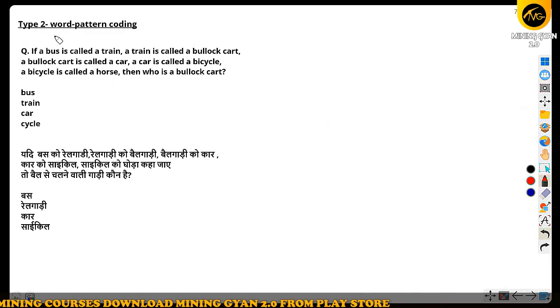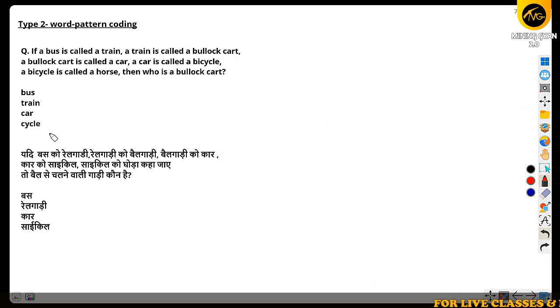Okay, the second type of question is the word pattern coding. So basically, the question one is, if a bus is called train, train is called bullock cart, a bullock cart is called a car, a car is called a bicycle, a bicycle is called a horse, then what is a bullock cart called? We have to find out what will be called the bullock cart. The options are: bus, train, car, and cycle.